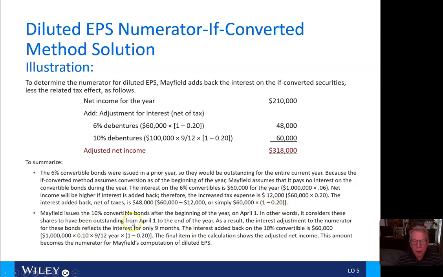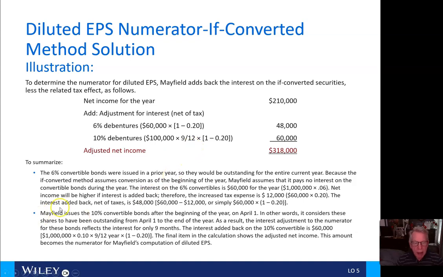So I think that's clear. Mayfield assumes that it pays no interest on the convertible bonds during the year. The interest on the 6% convertibles is $60,000, and I think that's clear here. Mayfield issues the 10% convertible bonds after the beginning of the year. So, in other words, it considers these shares to have been outstanding from April 1 to the end of the year. That's why it's 9 months here.